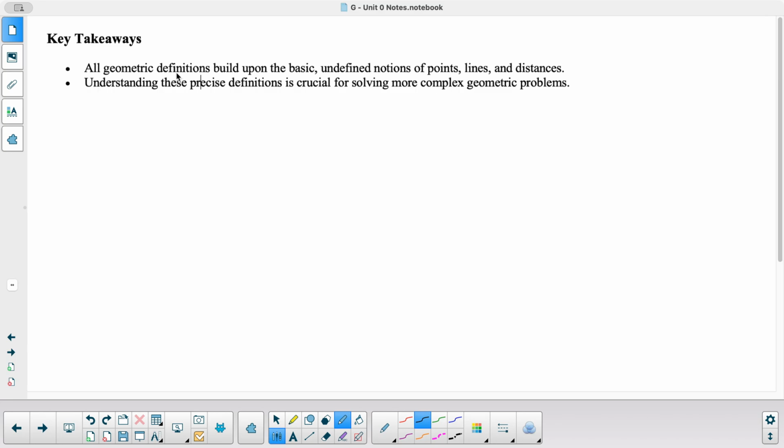Key takeaways. All geometric definitions build upon basic undefined notions of points, lines, and distances. Understanding these precise definitions is crucial for solving more complex geometric problems. As we go through this course, we will build on a lot of things involving points, lines, and distances. Really important to understand those terms.